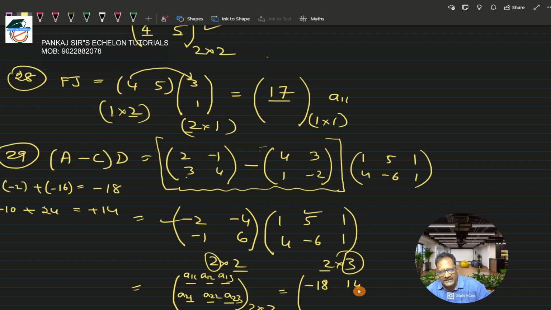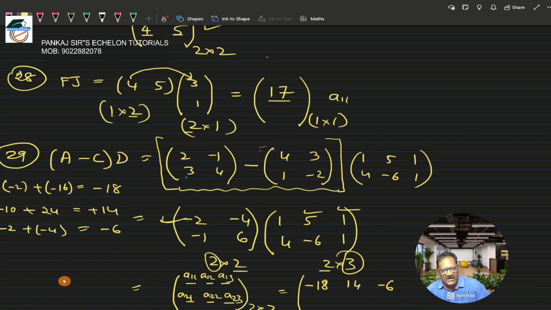So this is 14. Now A13. A13 is the first row and the third column. So minus 2 into 1 is minus 2, plus minus 4 into 1 is minus 4. This works out to minus 2 minus 4, which is a minus 6.